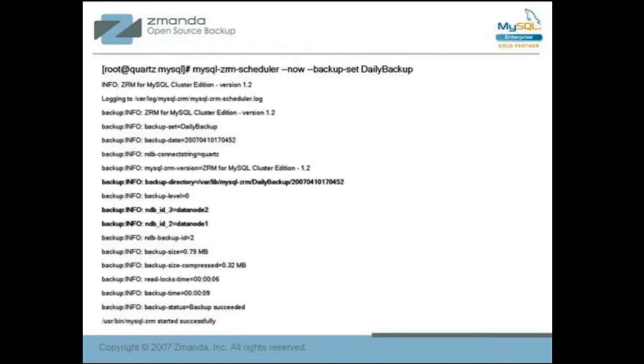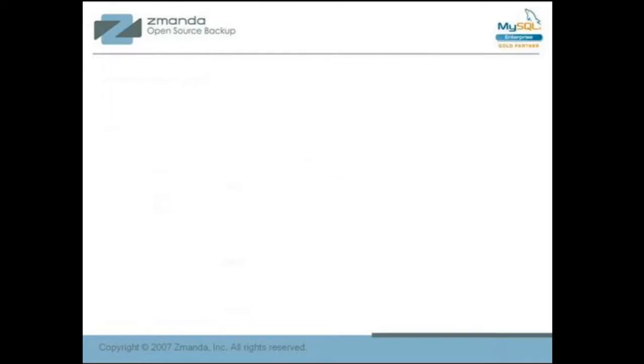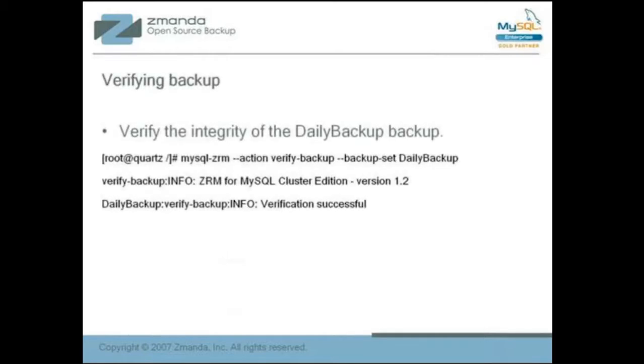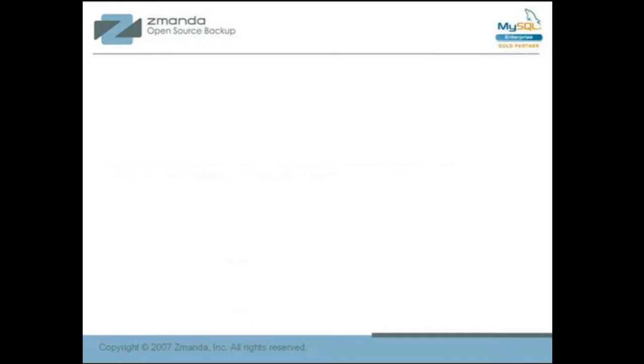We will now execute a full backup of the backup set Daily Backup using the following command: mysql-zrm-scheduler. As you can see, ZRM displays the backup date as well as the backup directory where ZRM will back up the database. Also displayed is a list of data nodes being backed up. ZRM allows the user to verify the integrity of the backup images using backup checksums for each backup set. It is best practice to verify the backup images for all backup sets on a regular basis.